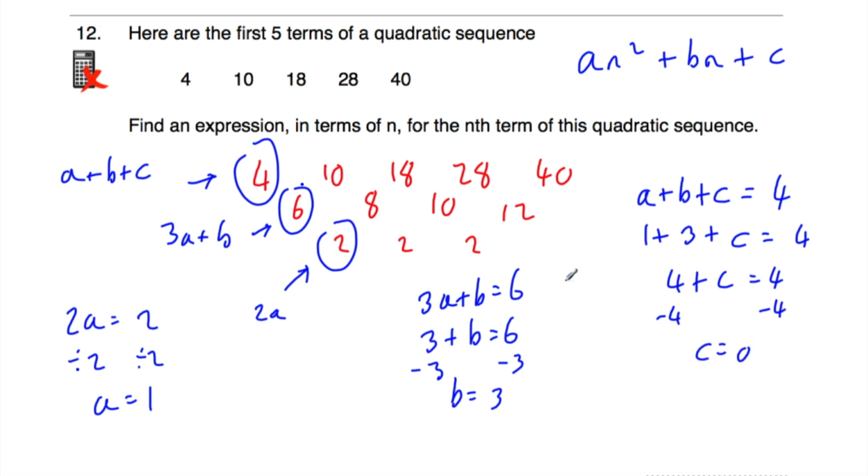So that's great. So we know the values of a, b and c. So that means that our nth term for our quadratic sequence would be, instead of an squared, it would be 1n squared, or just n squared. And then plus bn, well, b is equal to 3, so it would be plus 3n. And then c is equal to 0, so I'm not going to write plus 0, so that means our nth term is just n squared plus 3n, and that's it. Okay, let's look at question number 13.